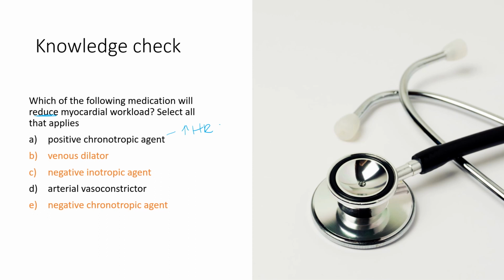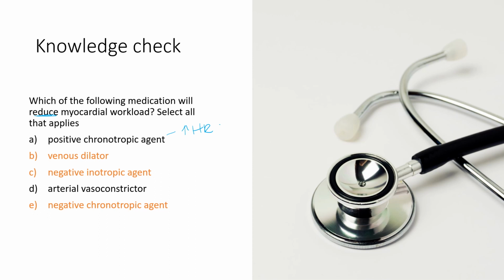Inotropes are agents that affect contractility. So a negative inotrope is a drug that will reduce myocardial contractility, and so if it's not contracting as hard, the workload would also be decreased.